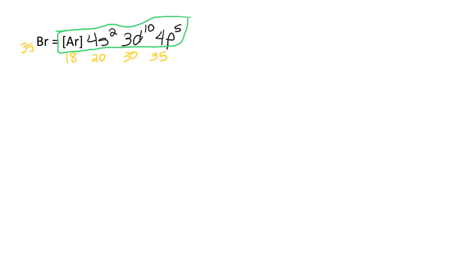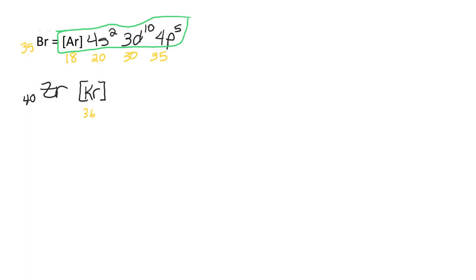Okay, let's try another one. Let's do zirconium, because we did that yesterday too. So zirconium has 40 electrons. Now, zirconium is in the 5th row. So I'm going to find the noble gas at the end of the 4th row, and that's krypton. So we're going to start out, and you put that in brackets. That means that I'm using the electron configuration of krypton, which, by the way, has 36 electrons.